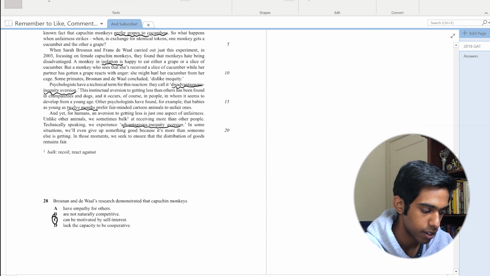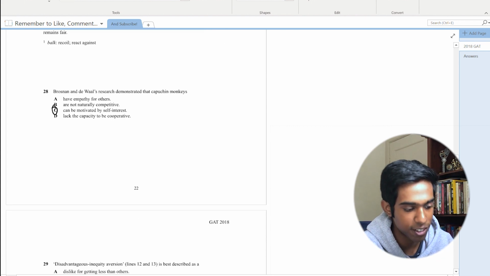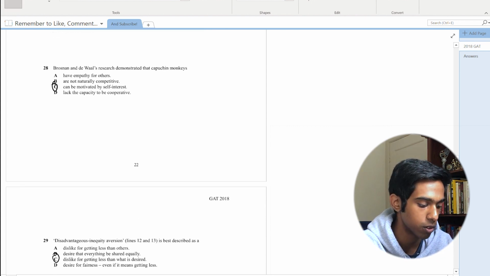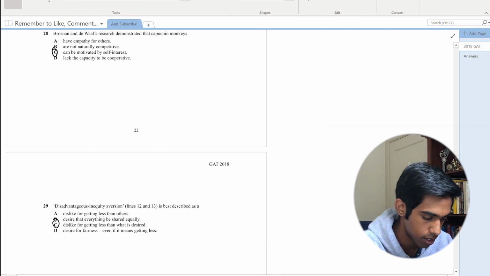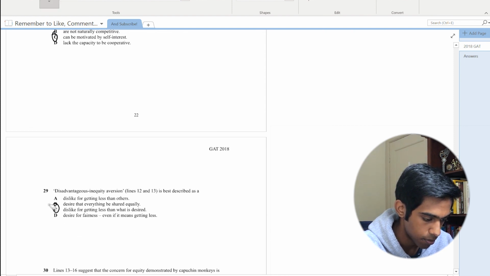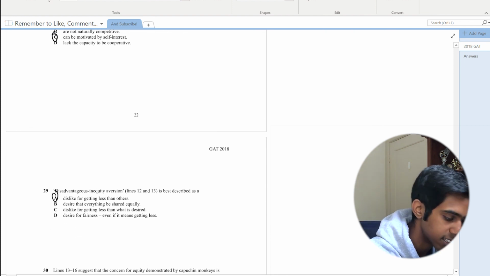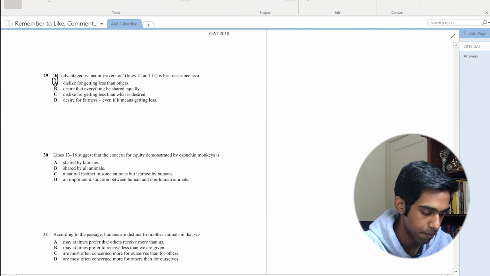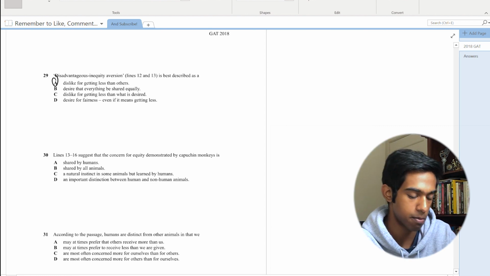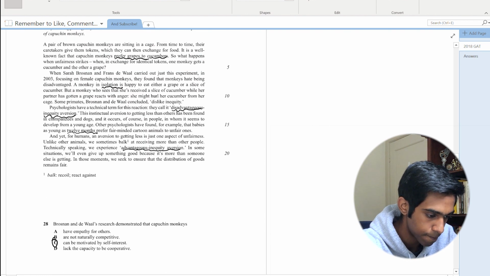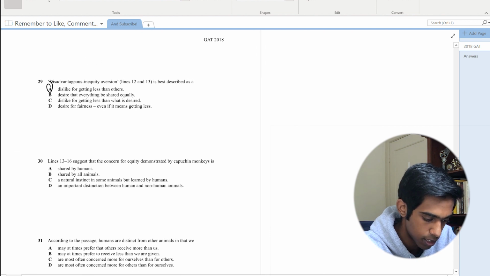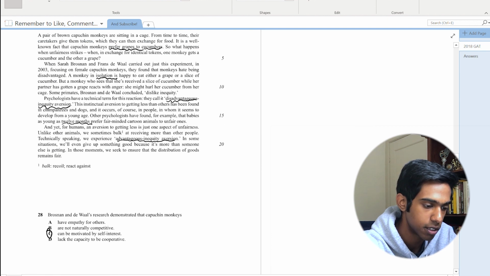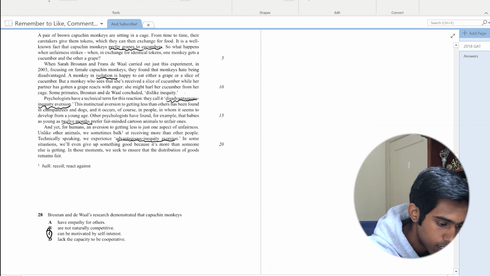So advantageous inequity aversion is when you dislike getting more than others. Or actually no, it's not C, it's A. Dislike for getting less than others. Lines 13 to 16 suggest that the concern for equity demonstrated by capuchin monkeys is... okay, so 13 to 16, I think. Yep, 13 to 16, so we'll have a look at where that is. 10, 11, 13, so it's from this line to this line.